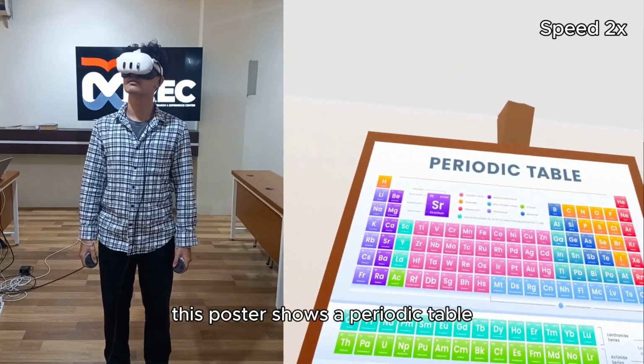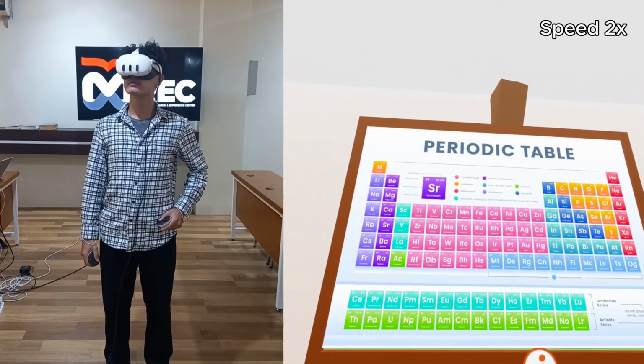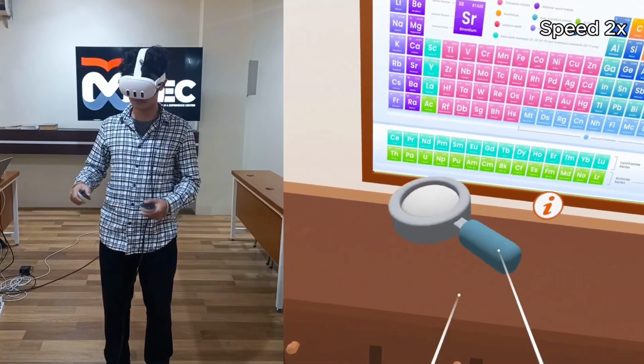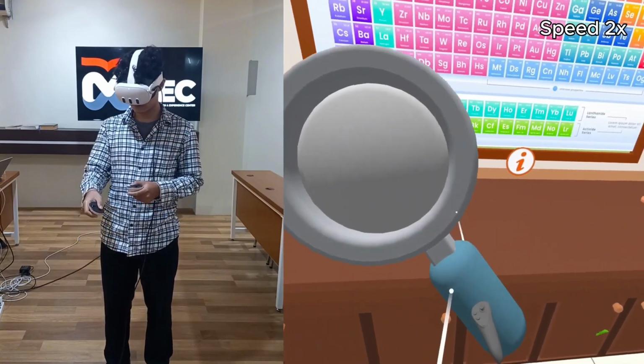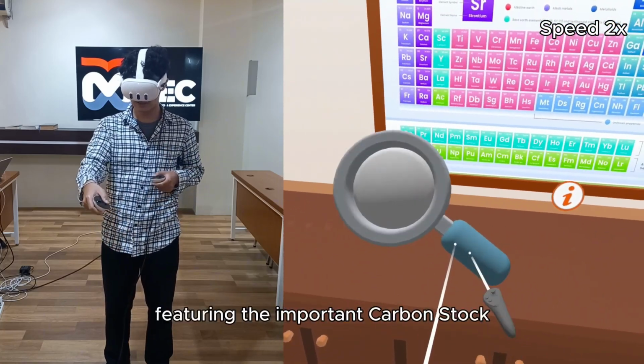This poster shows a periodic table organizing elements by atomic number, symbol, and mass. It categorizes elements into groups like metals and nonmetals. The table is a key reference for understanding chemical properties. If you tap on the play button, the class will start, featuring the important carbon stock environment presentation.